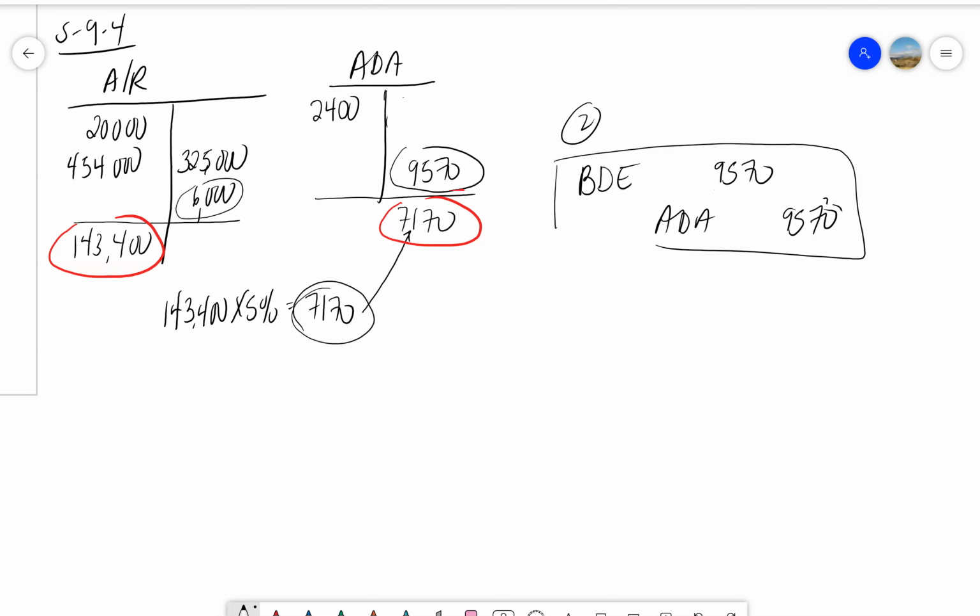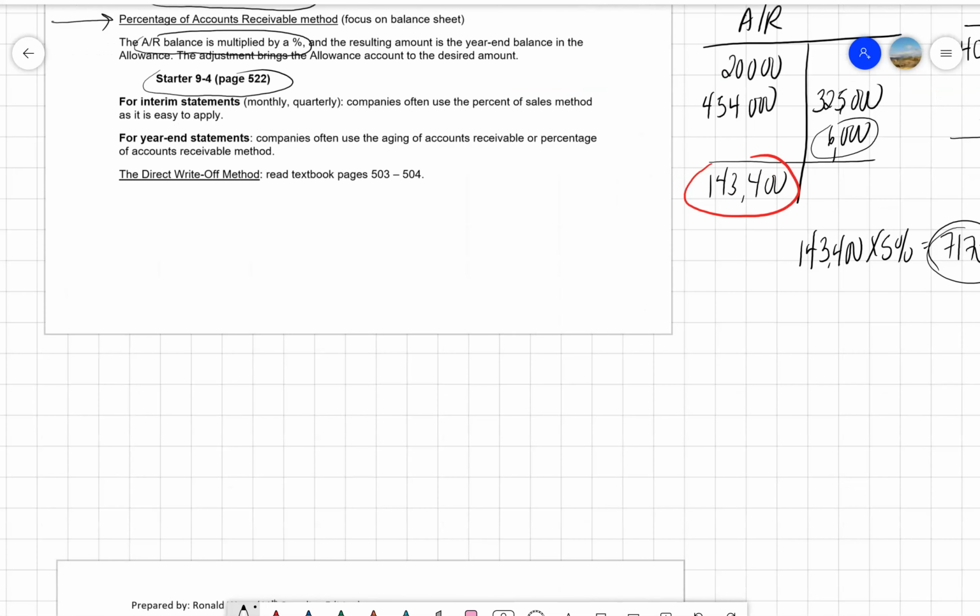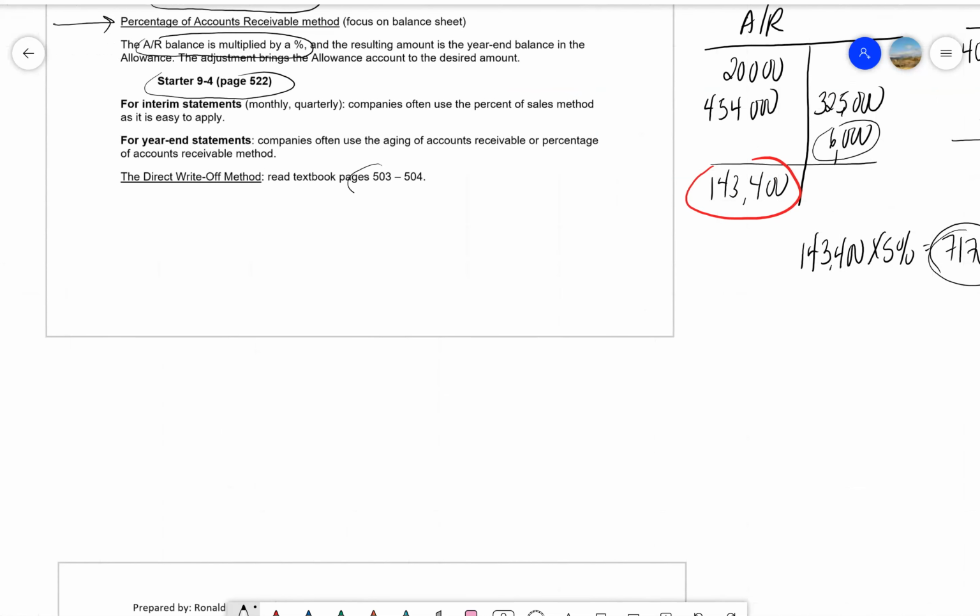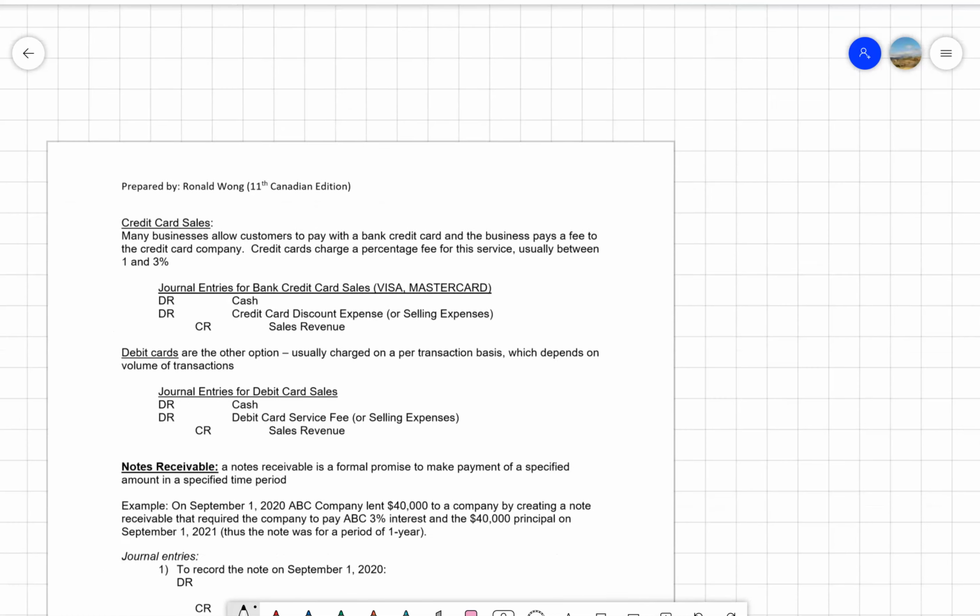So let's move back to our handout. And the textbook also talks about this method called the direct write-off method. That is not that common. And once again, you can read through that on pages 503 and 504 on your own. Moving on to page 3, we're now going to go to credit card sales.